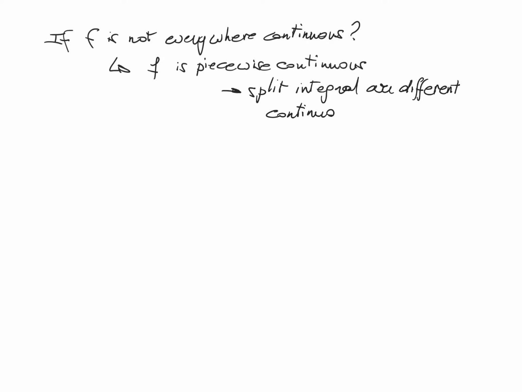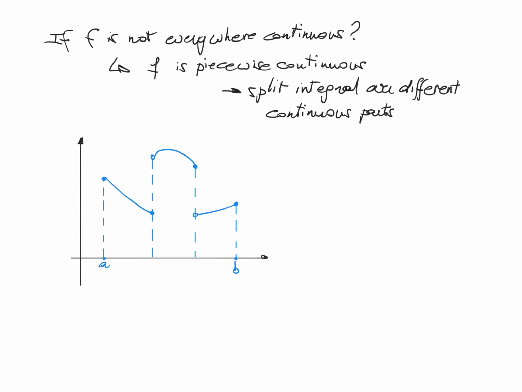So we split it over the different continuous parts. Take, for example, the following function. We see that the function f of x actually consists of three parts: a subfunction f1, a subfunction f2, and a subfunction f3. Let's say that the subfunction f1 goes from a to c, f2 from c to d, and then f3 from d to b.